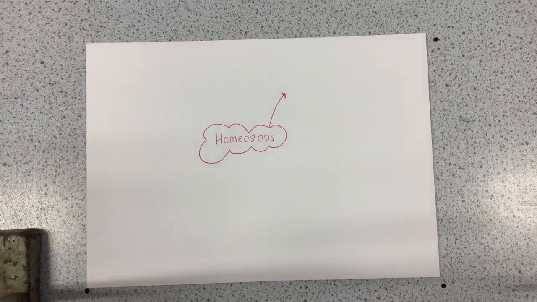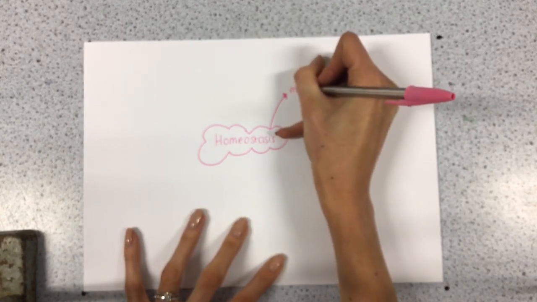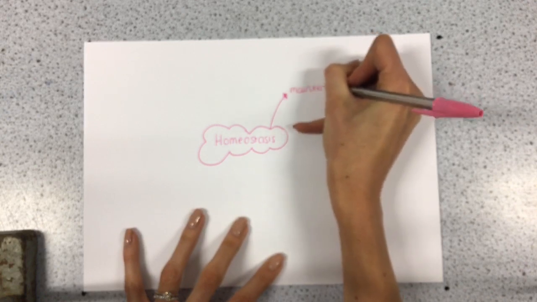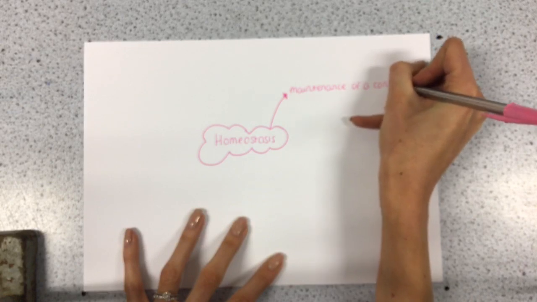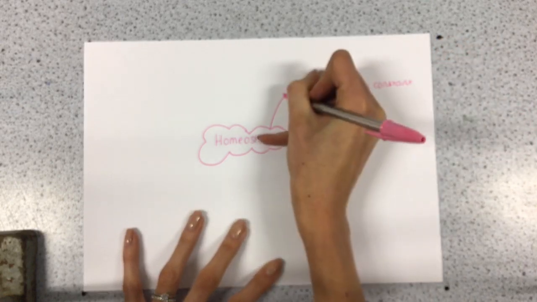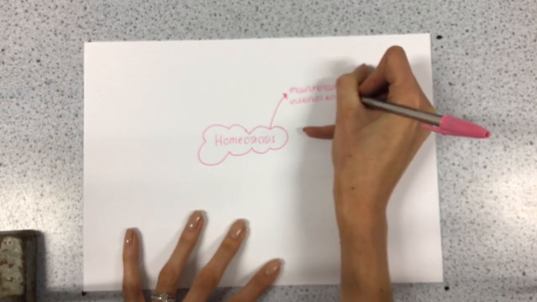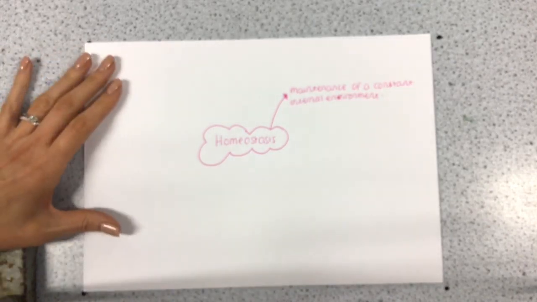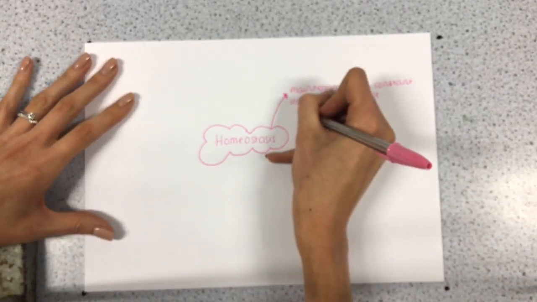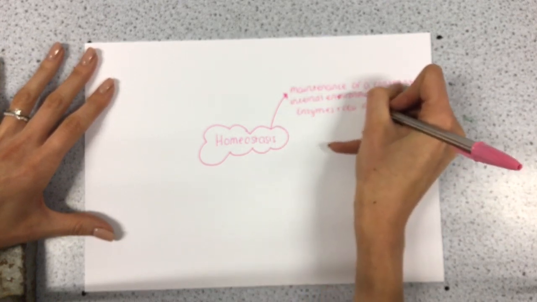Okay, so we're going to start with homeostasis, and we're going to start with what the definition for homeostasis is. It is the maintenance of a constant internal environment. Now there are reasons that our body needs to maintain this constant internal environment. It's needed so that our enzymes and our cells can function.